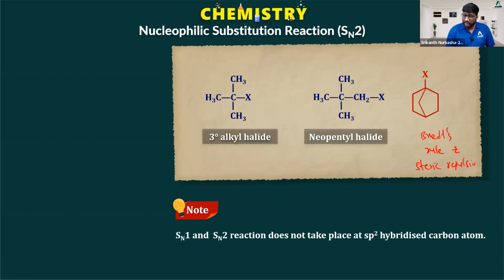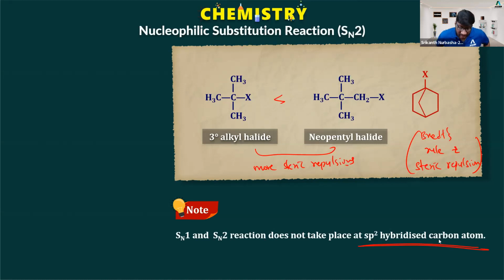You may ask a question, sir, how can we say Bredt's rule? The carbocation is not obtained, but look at the steric repulsions. Also this carbon develops some partial positive charge. It is not a carbocation, but resembles a carbocation to some extent. Neopentyl halide has very high steric repulsions. Tertiary alkyl halide has more steric repulsions. When compared to tertiary alkyl halide, neopentyl halide will be greater, but both of them will not have any SN2. So SN1 and SN2 reactions do not take place at sp2 hybridized carbon, that is vinyl or aryl or bicyclic systems, where Bredt's rule is seen to be violated.